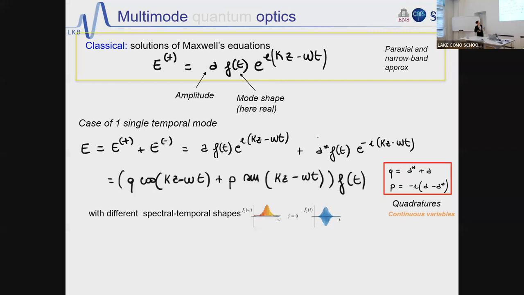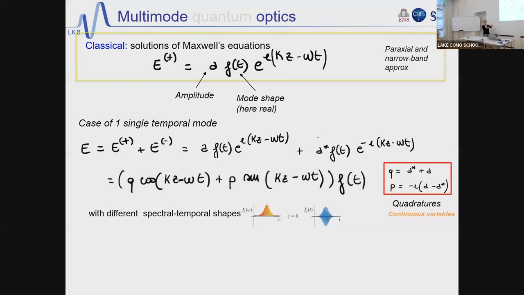So here I'm just taking, for simplicity, the mode shape as real, that I can rewrite as a combination of cosine and sine waves with Q and P. So this is really what we call quadrature in an optical field, for the ones that are not really used to it, and that are just a combination of these two amplitudes that could be complex. So you have the real and imaginary part of the field. So these are the continuous variables that I work with.